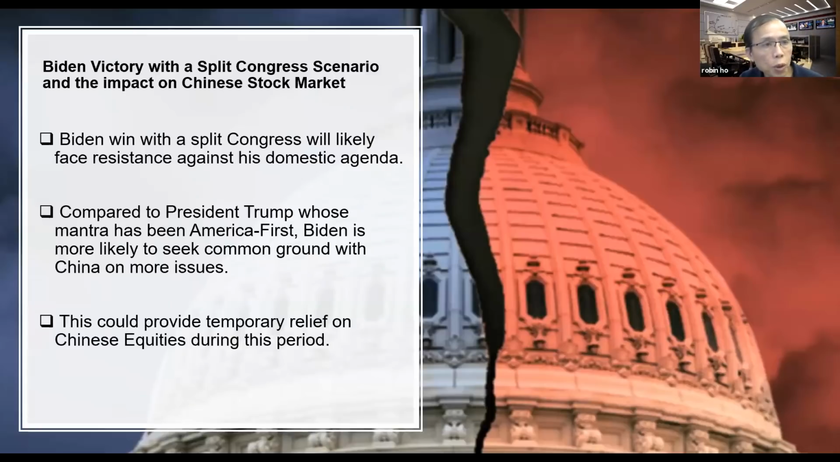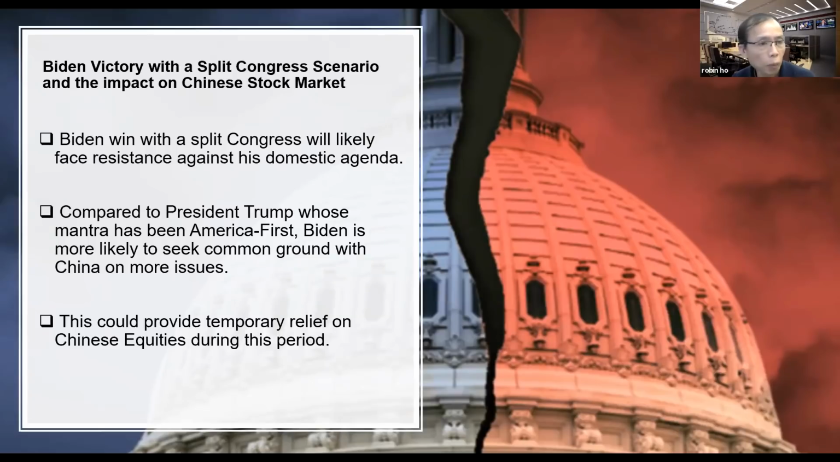Now, Biden's victory with a split Congress scenario and its impact on the Chinese stock market. If Biden wins with a split Congress, he will still pass his stimulus bill, like what Donald Trump did over the last 4 years. He got a lot of opposition, including from the Democrats, but somehow he got his way. It needs a bit of time. The same thing is going to happen to Biden. He's going to face resistance, but in the end, he will get his way.